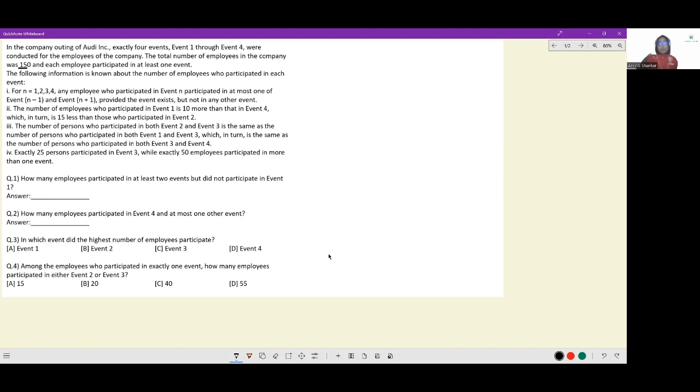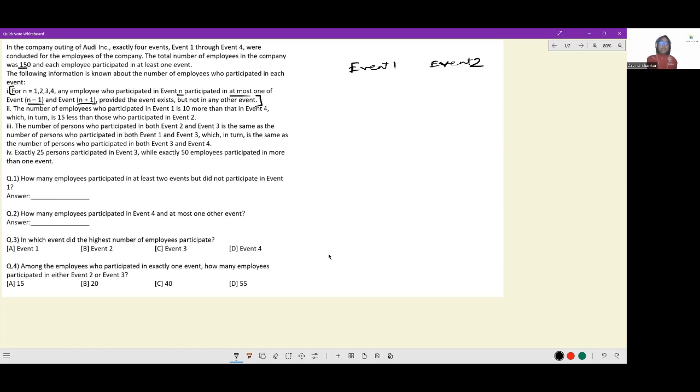The following information is known about the number of employees who participated in each event. For n equal to 1, 2, 3, 4, any employee who participated in event n participated in at most one of event n-1 and event n plus 1, provided the event exists, but not in any other event. This is an extremely important instruction, because what this means is, let's say you've participated in event 1, then you can also potentially participate in event 2, but you cannot participate in anything else.